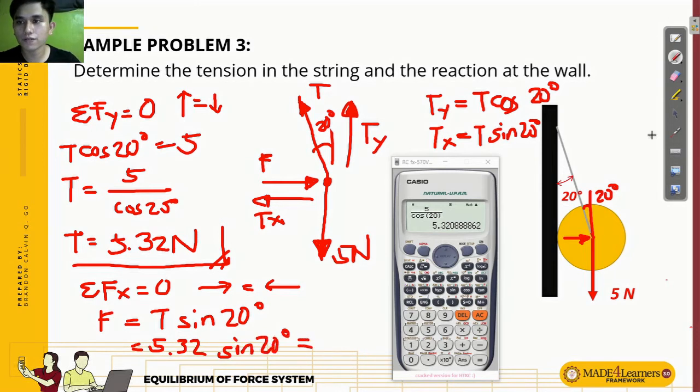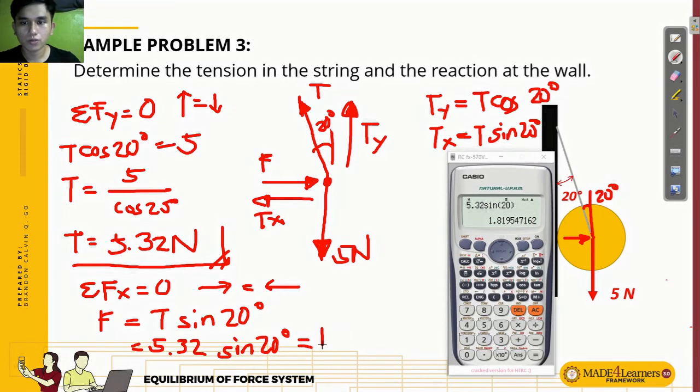So, ang value sa T, that's equal to 5.32 sine 20 degrees. So, therefore, F is equal to 5.32 sine of 20. Ano siyang result, no? 1.82 Newton. Okay, naa na yung answer, class, no? Mao man yung tension sa string and reaction at the wall. Tension sa string, reaction sa wall. So, naa na siya ang reaction force. So, that's it. These are the answers.